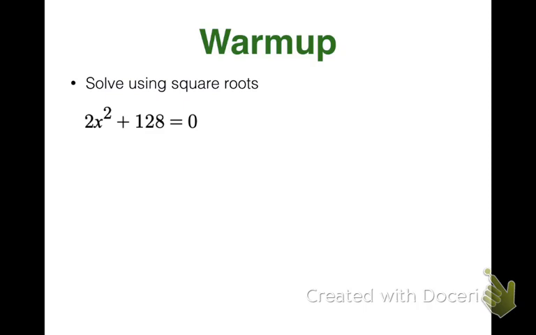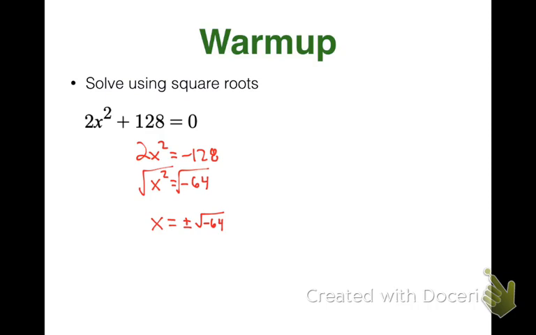Well, recently we've been solving quadratic equations using square roots. Alright, so consider the equation below, 2x squared plus 128 equals 0. If we go to solve this using square roots, we'll subtract 128 from both sides, divide by 2 in order to isolate x squared, and then take the square root of both sides to isolate x, canceling out that exponent there, which gives x equals plus or minus the square root of negative 64.